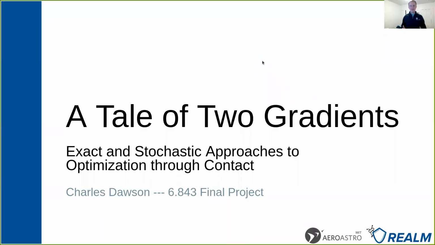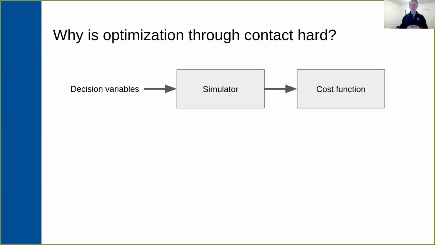Hi, my name is Charles, and I'm here to talk about a tale of two gradients, or comparing exact and stochastic methods for solving optimization problems through contact. I'd like to start by talking about what makes optimization through contact difficult.